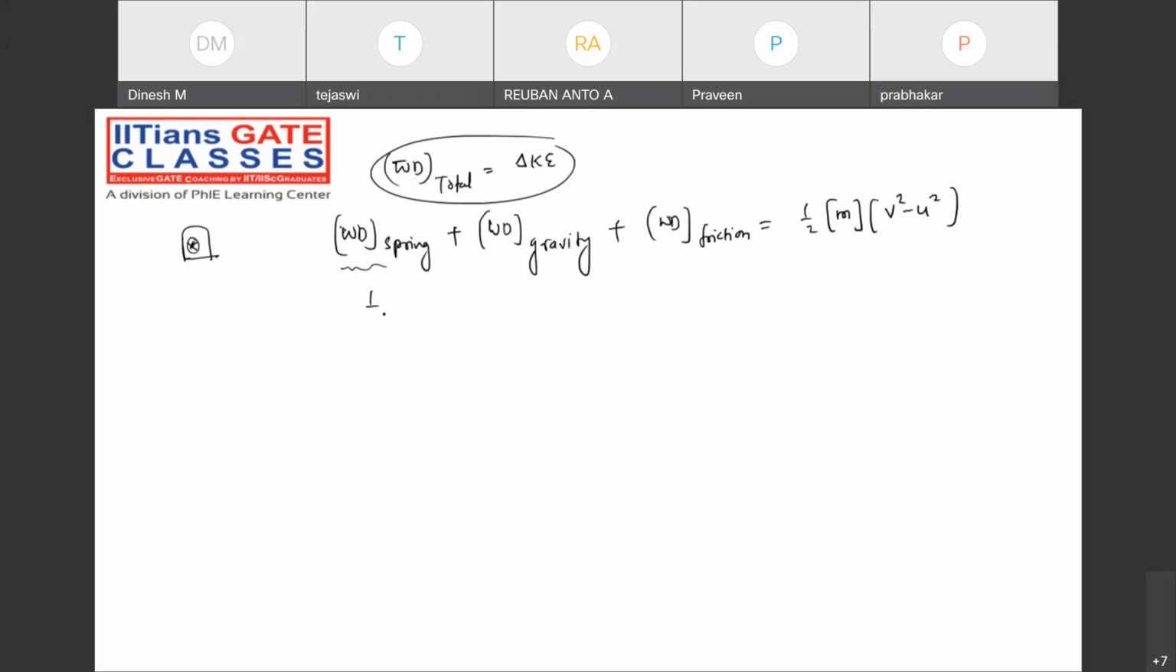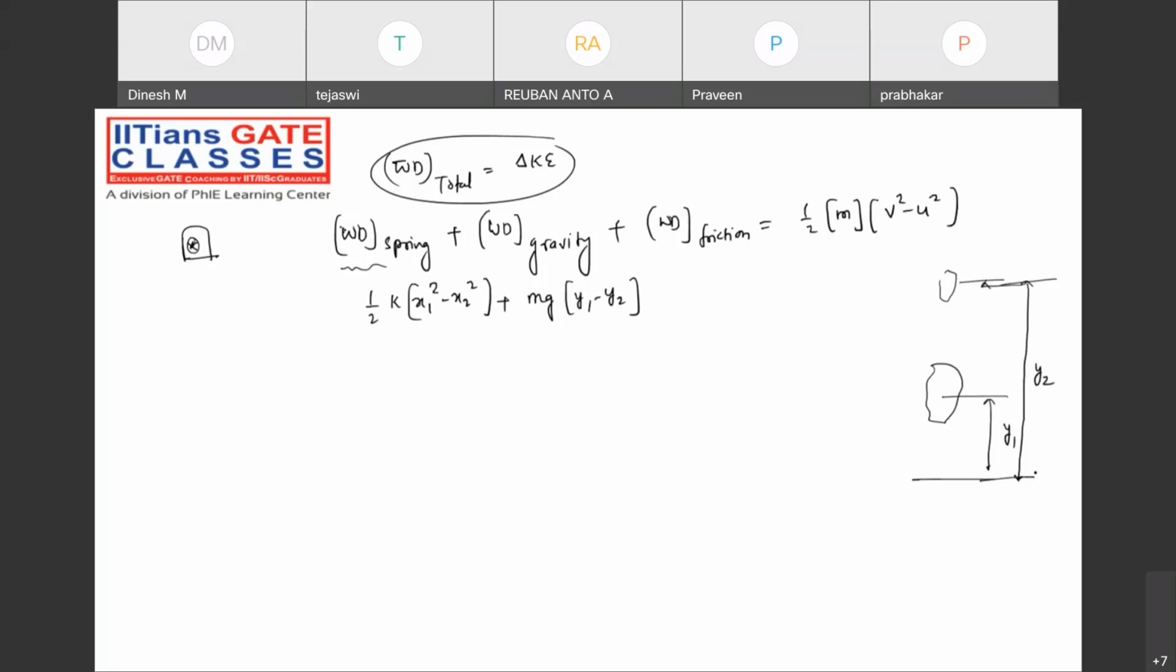What is the work done by spring force? Half of k into x1 square minus x2 square. Work done by gravity force will be mg into y1 minus y2, where y1 is what? Suppose any object is there, you are taking this body from y1 to y2 from the reference. This is my reference point. You are taking the body from this position to this position. Now what will happen, guys? Potential energy will increase or decrease?